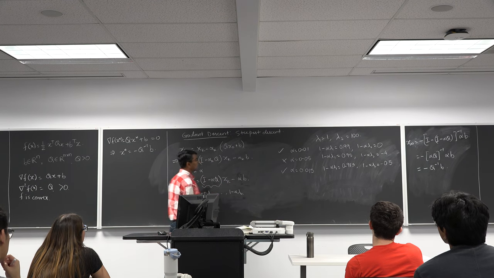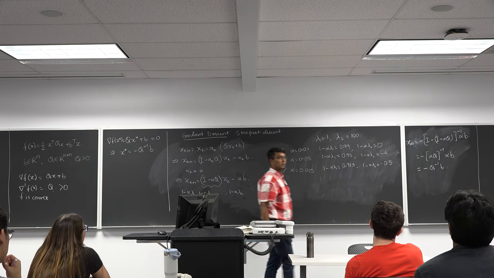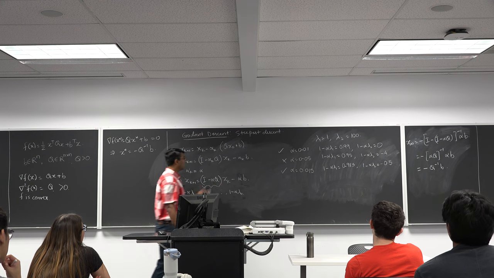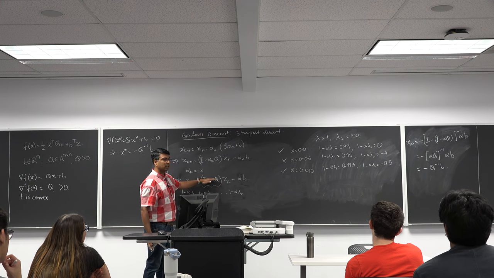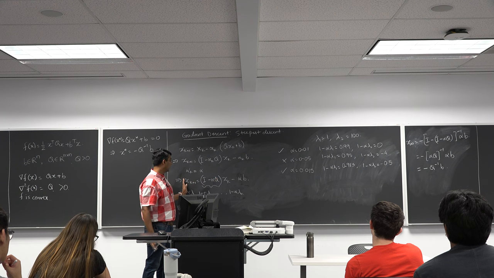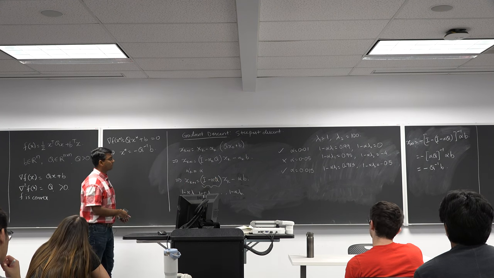No, so this is only one of the components being 0. One of the eigenvalues is 0. The other one is still present. So when the other one is present, only one of the terms will become 0. The other term will still be there. So xk need not necessarily be equal to 0.